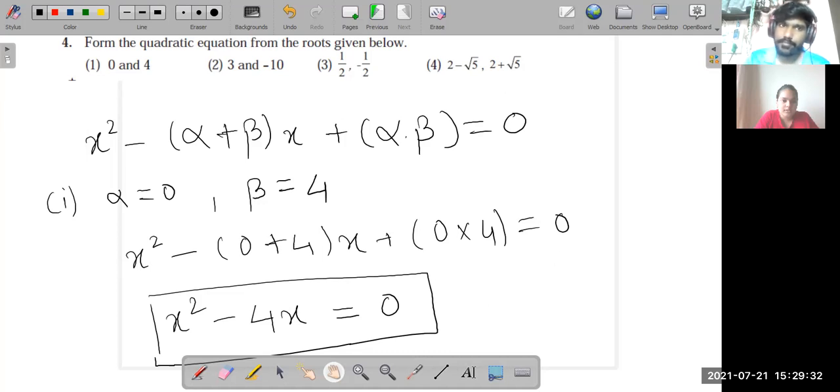x square plus 7x minus 30 equals 0. Okay, correct. Is there a third one?